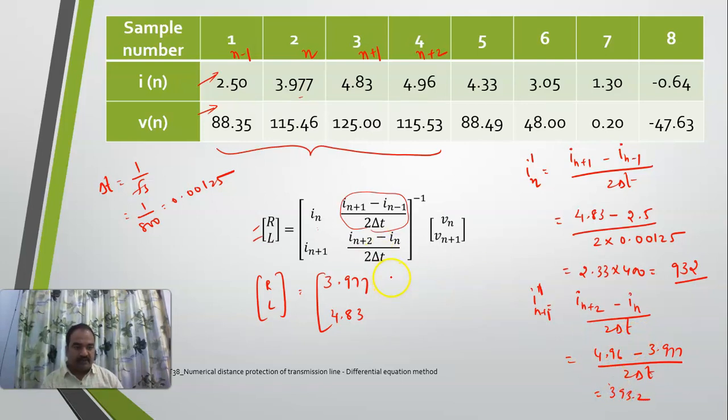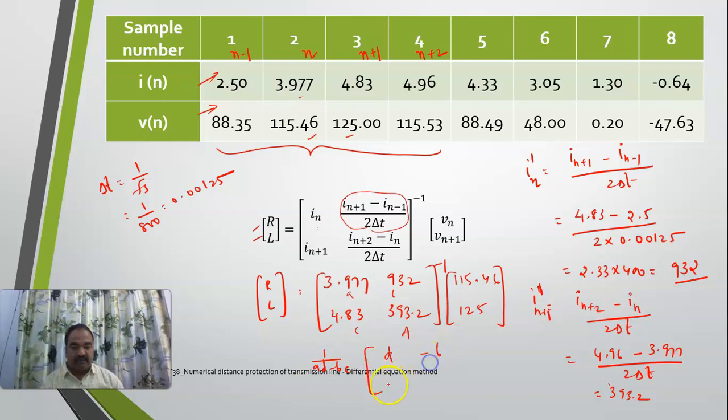Now I am substituting these values here. This is 932, this is 393.2, and the Vn sample is this one, this is Vn plus 1, so it is 115.46, and this is 125. The inverse is there. Now what is the inverse of this one? If I take this as A, B, C, D, you know the inverse of a 2 by 2 matrix is 1 by AD minus BC into D, minus B, minus C, A, right?